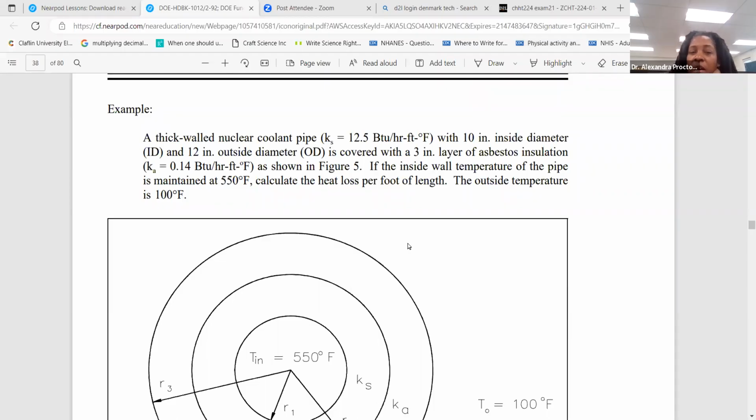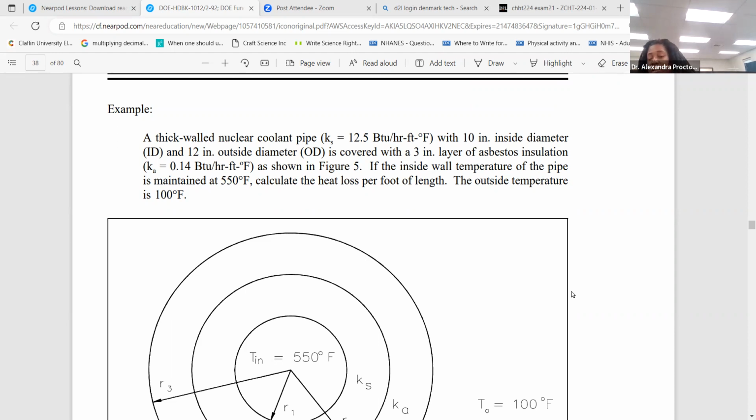So the next problem, they asked the question: a thick wall nuclear coolant pipe with a KS of 12.5 BTU per hour foot degree Fahrenheit, with 10 inches inside diameter and 12 inches outside diameter, is covered with a 3-inch layer of asbestos insulation. KA is 0.14 BTU per hour foot degree Fahrenheit. If the inside wall temperature of the pipe is maintained at 550 degrees Fahrenheit, calculate the heat loss per foot in length, and the outside temperature is 100 degrees Fahrenheit.